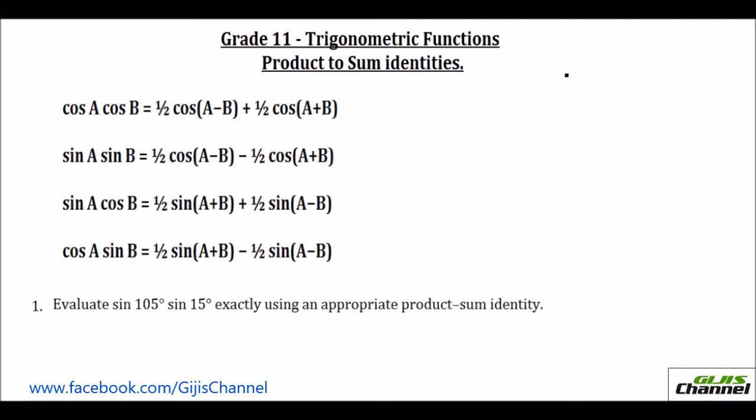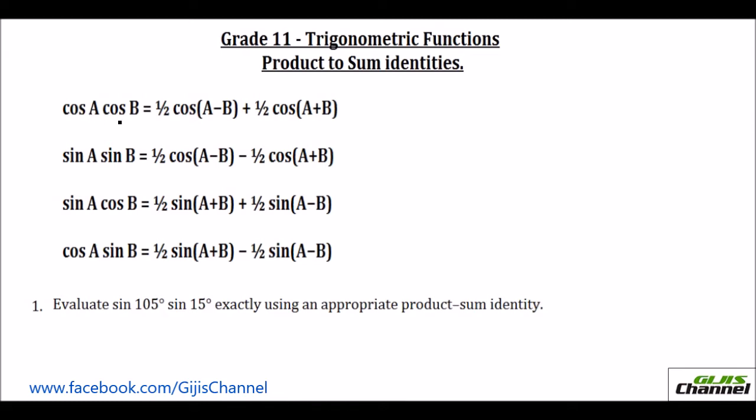In the trigonometric functions lesson, we are going to learn the product to sum identities and how they are applied in problems. I have listed out all the formulae here. You are converting the product to the sum. Cos A cos B is equal to half cos(A minus B) plus half cos(A plus B). If you want, you can keep the half out in common. Sin A sin B is equal to half cos(A minus B) minus half cos(A plus B).